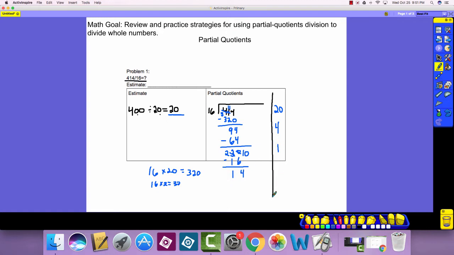So now my last step is to add up my partial quotients. 20 plus 4 plus 1 is 25, and then I have 14 remaining. So 414 divided by 16 results in 25 with a remainder of 14. That's it. Easy peasy. So pause the video and make sure you get your answer down.